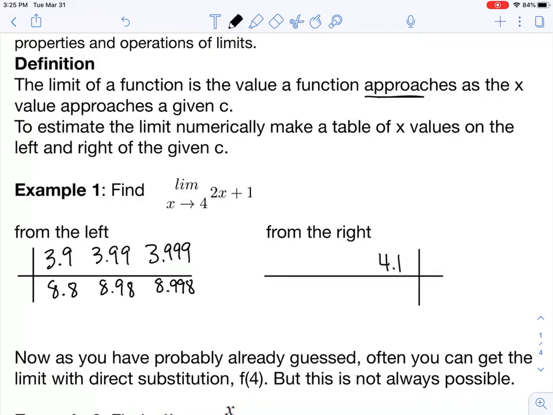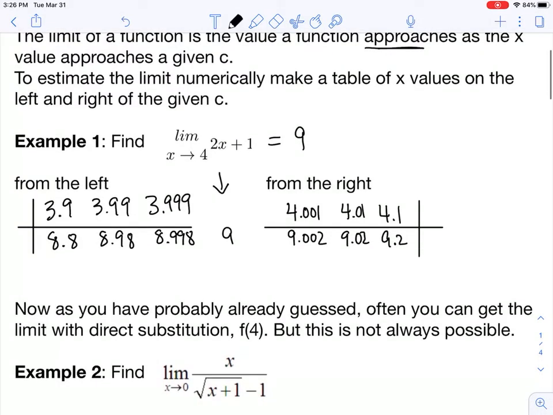From the right, 4.1, 4.01, and 4.001. So getting very close to 4. And that gives me 9.2, 9.02, and 9.002. So as you can probably imagine, the value that they're approaching as x approaches 4 is 9. So we say the limit as x approaches 4 is 9.